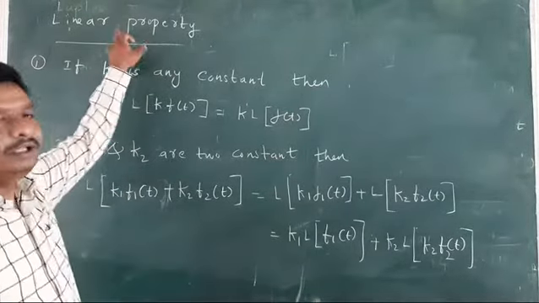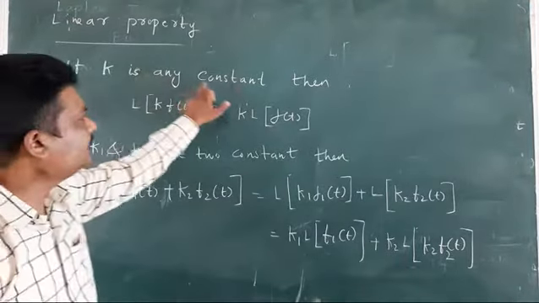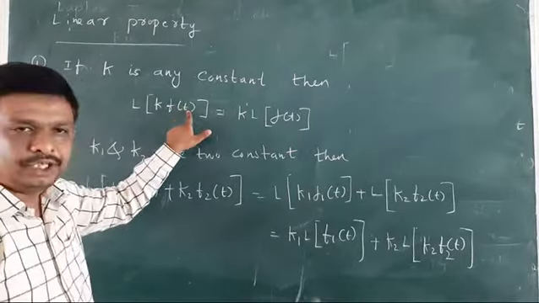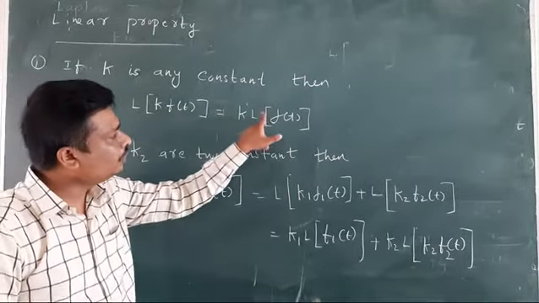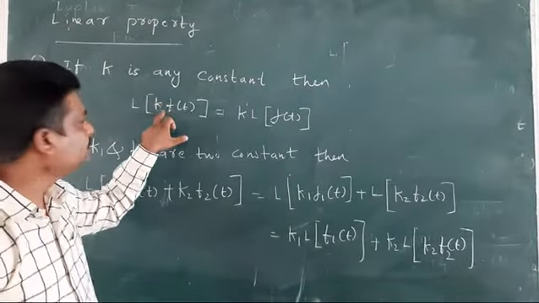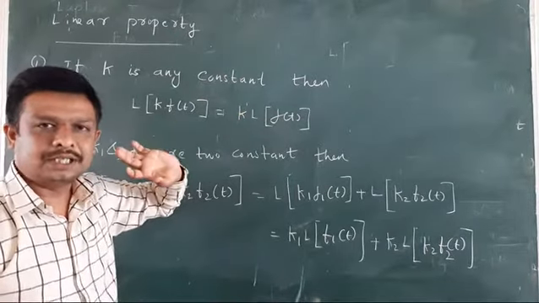Now we see the linear property. So the first property is, if k is any constant, then Laplace of k into f of t is given by k into L of f of t. That is, while applying the Laplace, we are going to take the constant outside the Laplace sign.